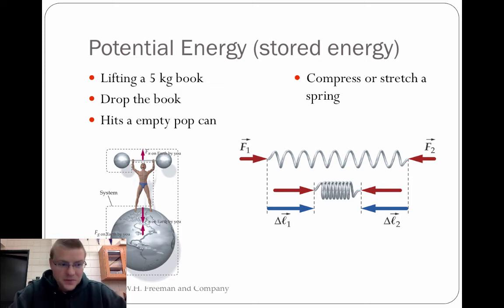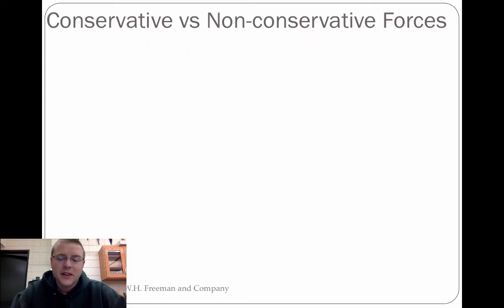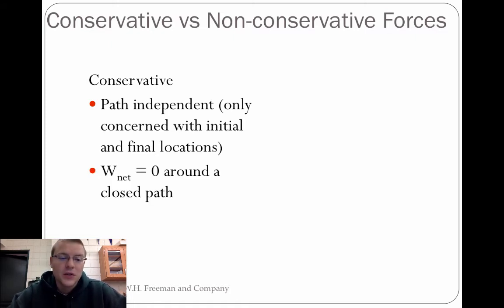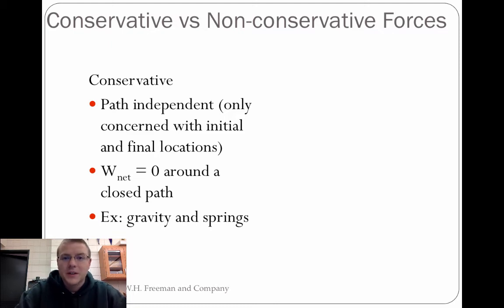So when we talk about the forces involved with energy, we can categorize them into two types. And the two types that we have here are conservative and non-conservative forces. With conservative forces, the only thing we care about is where it started and where it ended. A conservative force does work that is path independent. We only care about two locations. And when you look at those locations, we see that the net work around the closed path is zero. So examples of this would be gravity or springs. Those types of forces only care about where the object started and where the object ended. They don't care about the path that it takes to get there.